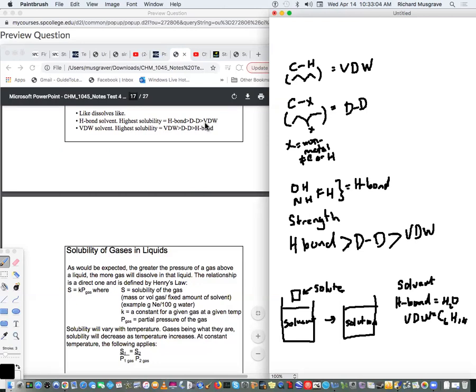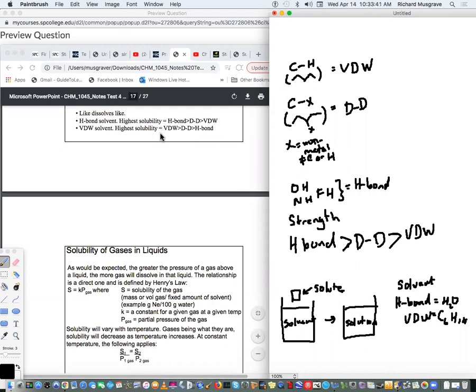So we're talking about the solute here, what's being dissolved in it. For example, if you took a hydrogen bonding solvent like water and you added sugar, sugar has lots of OHs on it, has lots of hydrogen bonds, so you'd expect it to be highly soluble. If you took water and then added oil, which is van der Waals, then you don't expect it to be very soluble. Oil floats on water. However, if you take a van der Waals solvent, the highest solubility will be something that's van der Waals.